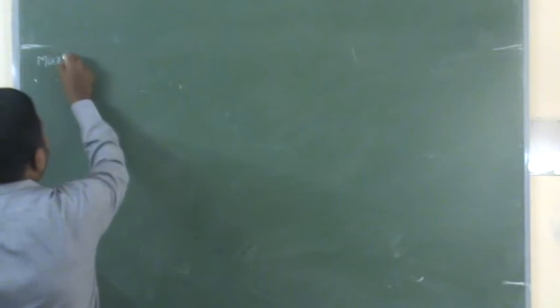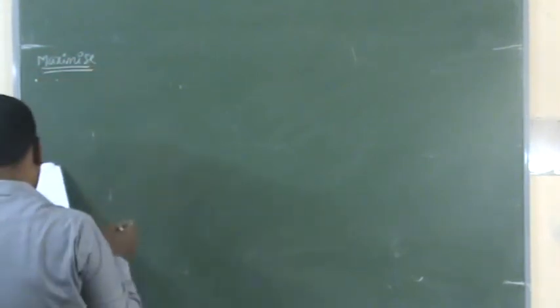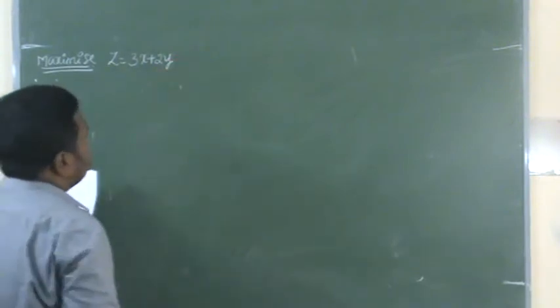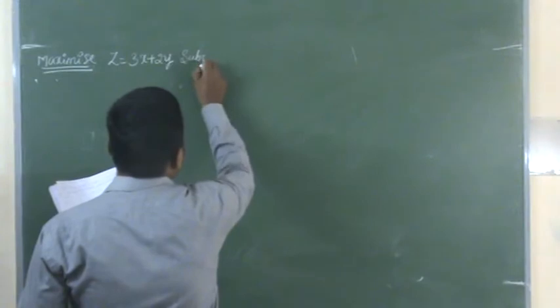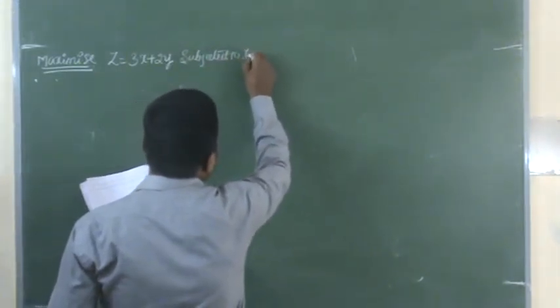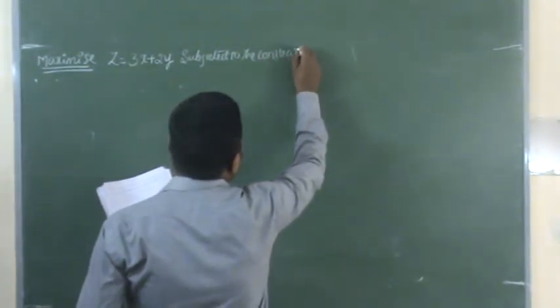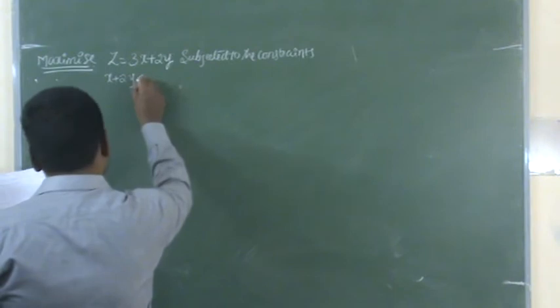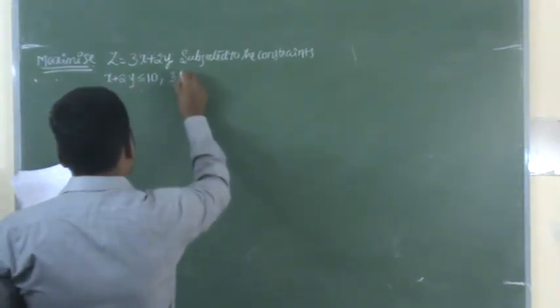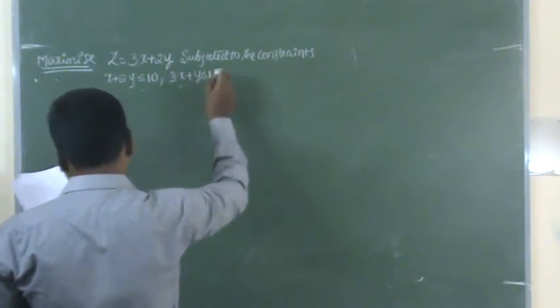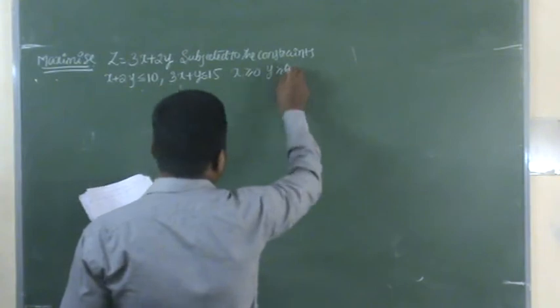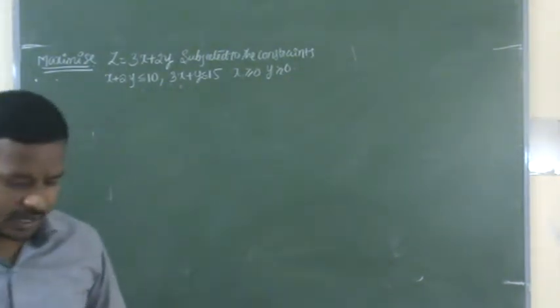Now, a maximize question. Maximize Z is equal to 3x plus 2y, subject to the constraints x plus 2y less than or equal to 10, 3x plus y less than or equal to 15, x greater than or equal to 0, and y greater than or equal to 0. We have to maximize the linear function.